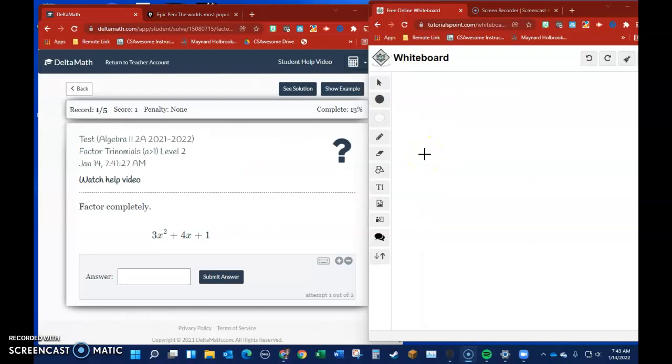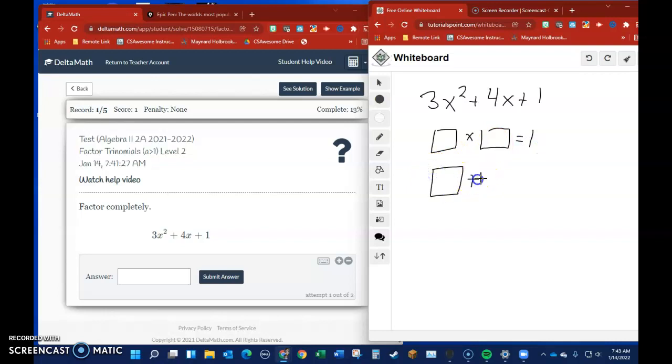Alright, now I'm going to go through another example and just show you the steps again. So I have 3x squared plus 4x plus 1. So I want two numbers that when I multiply them, I get 1. And then two numbers that when I add them, I get 4. However, I'm going to take this 3 and multiply it by the first number.